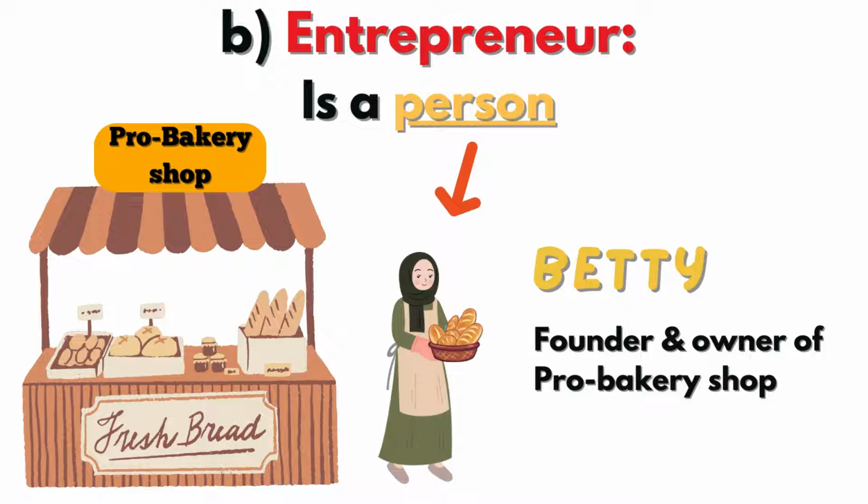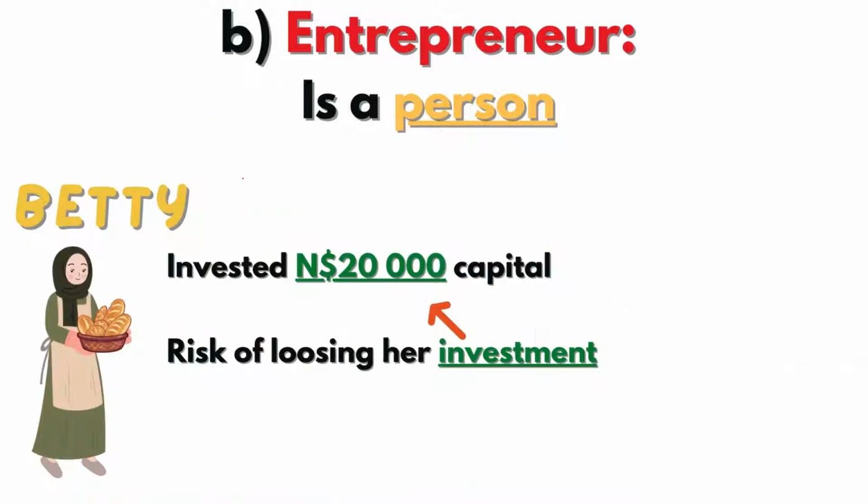For example, Betty is the owner and founder of Pro Bakery Shop. Betty decided to start a bakery shop because there are few bakeries in her area. She identified that there is always a shortage of bread. Betty decided to invest 20,000 Namibian dollars as capital to start her bakery shop. She ordered stock and all her tools and machines needed for making bread. Now she is ready to start her business.